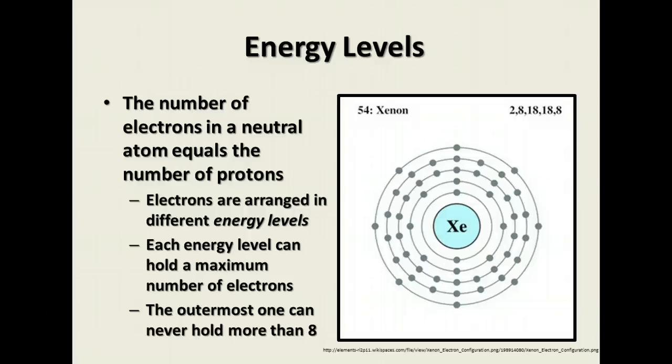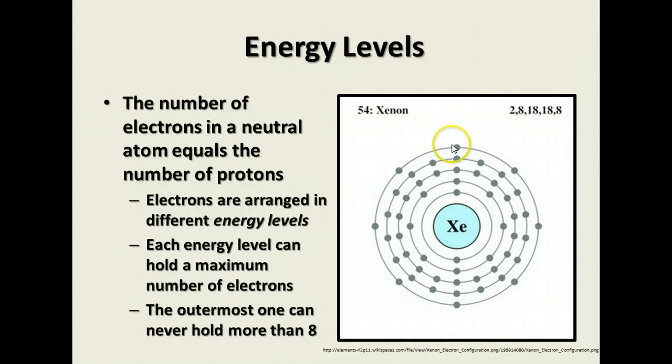The number of electrons in a neutral atom is equal to the number of protons. Notice I said in a neutral atom. That means it's got the same number, okay? The electrons are arranged in different energy levels. Each energy level can hold a maximum number of electrons. It doesn't necessarily have to have all of those filled, okay? But it has a maximum number.